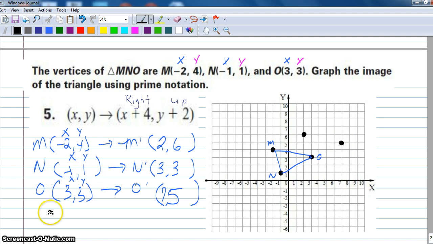Let me label and connect the dots real quick. And there it is. Here's my M prime, my N prime, and my O prime. So the blue triangle was my original triangle. And then I moved every single point 4 to the right, up 2, and this light purple, whatever color, is my brand new translated triangle, my M prime, N prime, and O prime.